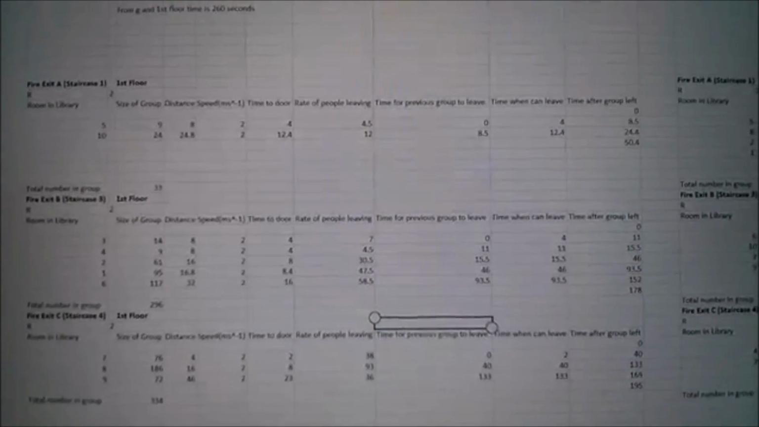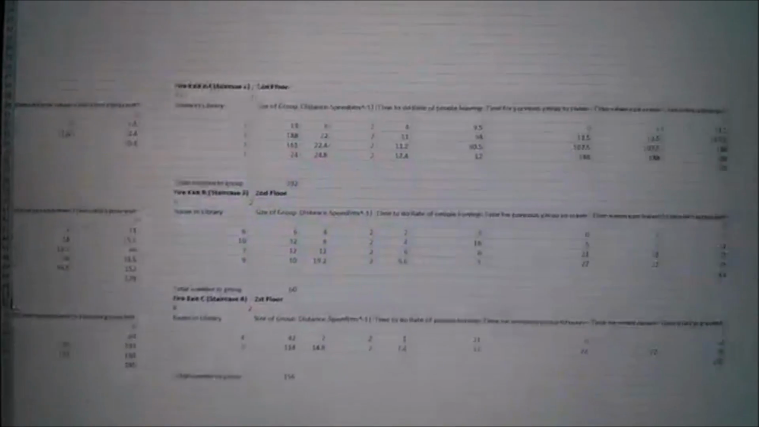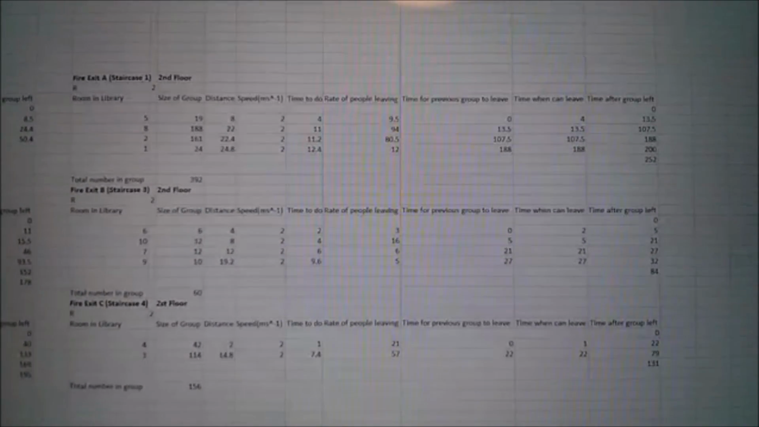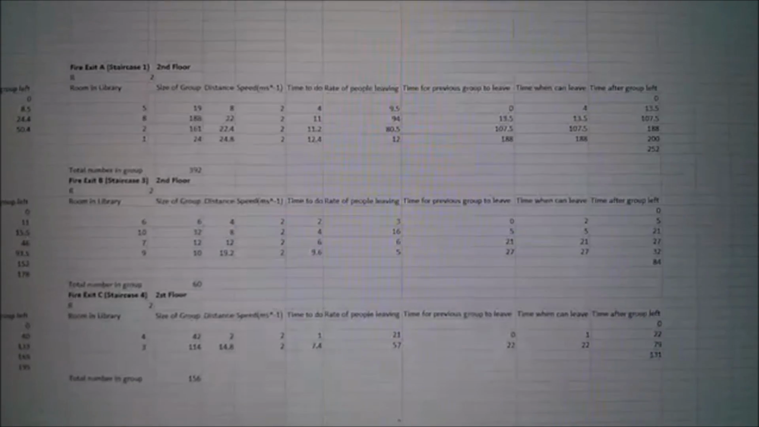Therefore, from this we could see that staircase C is the rate determining step in the equation, and that 232 seconds is the answer for how long it would take everyone to evacuate from the ground floor and the first floor. We would then continue this modelling onto the second, third, fourth and fifth floor if we had time to continue this model.